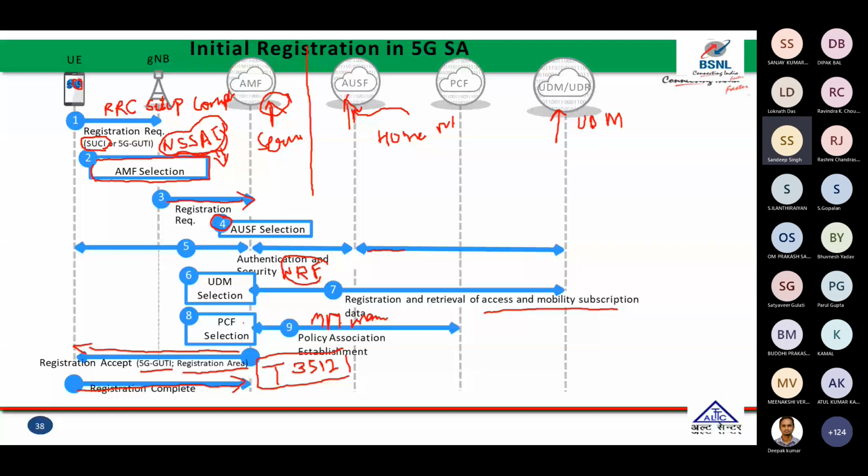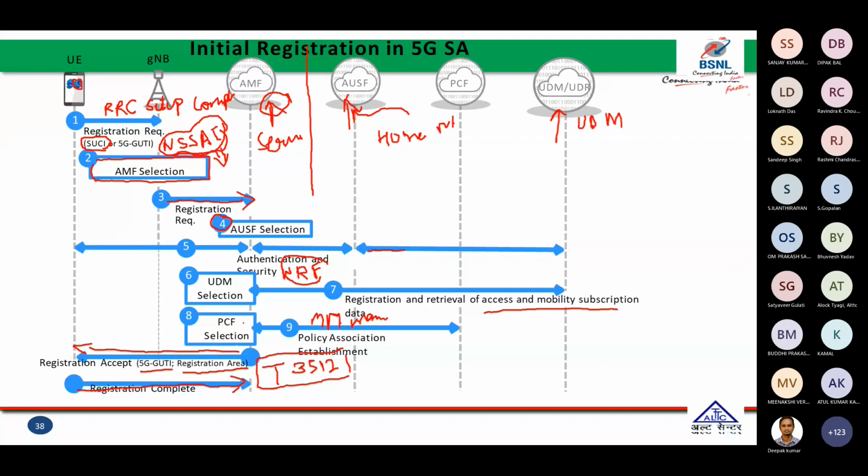Who initiates and who decides the AMF? First time, selection of the AMF is actually done by the gNodeB. The gNodeB selects the AMF based on the NSSAI, the Network Slice Selection Assistance Information, that is sent by the UE to the gNodeB. On the basis of that, they select the AMF, because different AMFs are there, in different logical networks. If the NSSAI is not giving proper information, then the gNodeB selects the default AMF. There is a default AMF also.